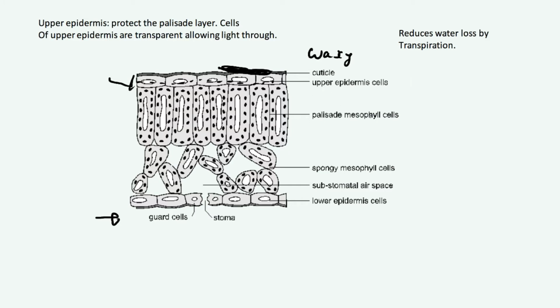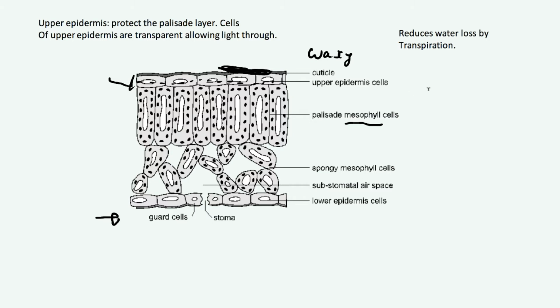Below it, we have the palisade mesophyll, right? This word mesophyll, just try and remember it. It's nothing too fancy. It just means in the middle. So your middle of the leaf, basically these two parts, we call the mesophyll, right? And this is the palisade mesophyll.